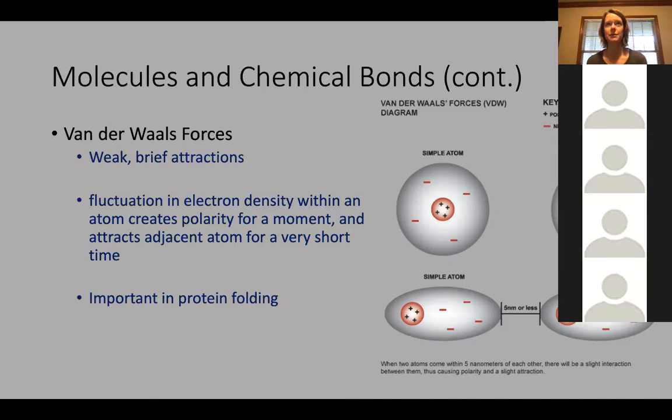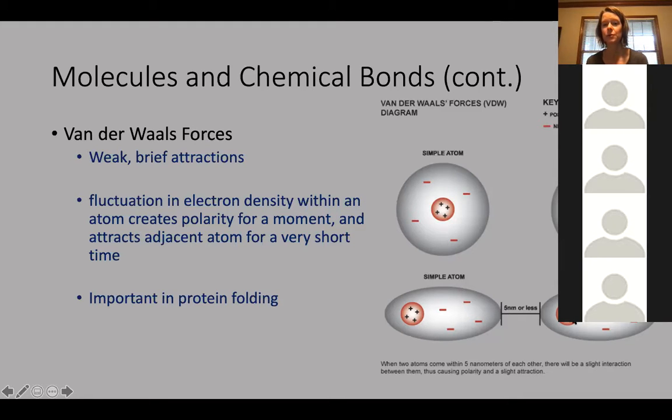So it creates temporary polarity, which means that even though overall the atom or the molecule might not be negatively or positively charged long term, it might be partially negatively or partially positively charged for a very short period, or one side of it will be. So down here you can see where all the electrons are sort of on one side of the atom, and that is basically what's going to allow for attraction to another atom that may be in the same formation. And then the negative side of that atom will be attracted to the positive side of the other atom.